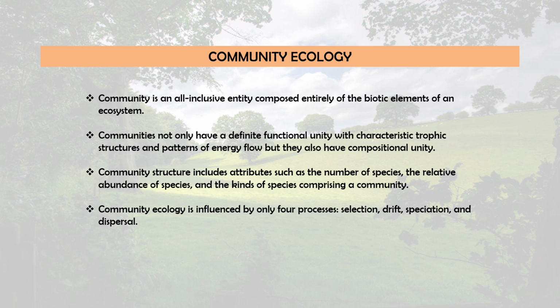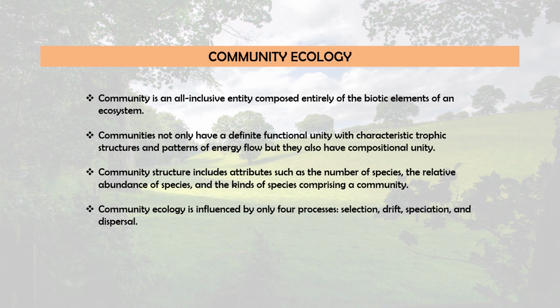So, community ecology mainly is influenced by four major processes: selection, drift, speciation, and dispersal. Selection represents deterministic fitness differences among the species. Drift represents the changes in the species abundance, and speciation creates new species, and dispersal is the movement of organisms across space within a given period of time.